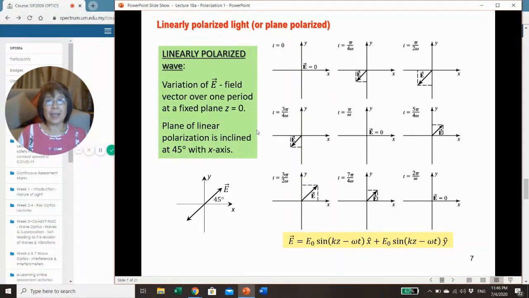In this case, the example is shown for a plane polarized light wave, in which the plane is inclined at 45 degrees to the x-axis or horizontal axis, and the electric field vector can be represented in this way. So you have equal components in the x and the y direction.